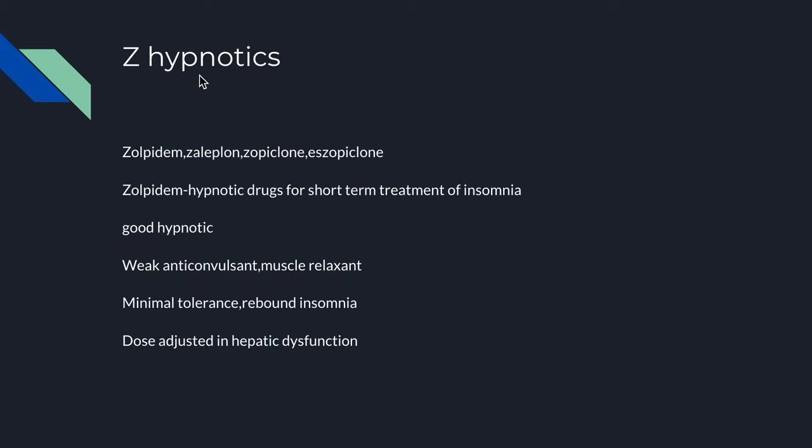Apart from barbiturates and benzodiazepines, we have Z-hypnotics, which include zolpidem. Now, zolpidem is a hypnotic drug for short-term treatment of insomnia, which has minimal tolerance and minimal rebound insomnia. So it's a good hypnotic with weak anticonvulsant and weak muscle relaxant properties. The dose has to be adjusted in hepatic dysfunction and old age.